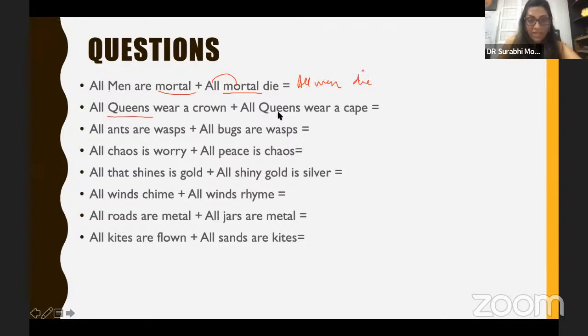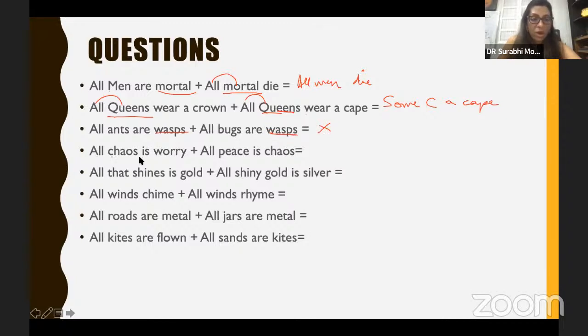Middle term is queens, distributed twice. Hence, my answer will be some crown wearer cape. Some answer. Middle term is wasps, not distributed. Hence, no conclusion.